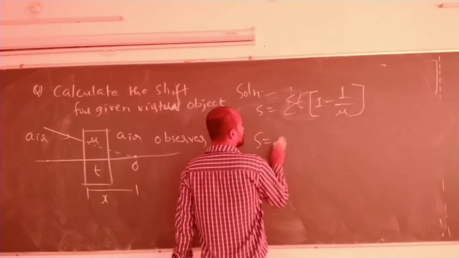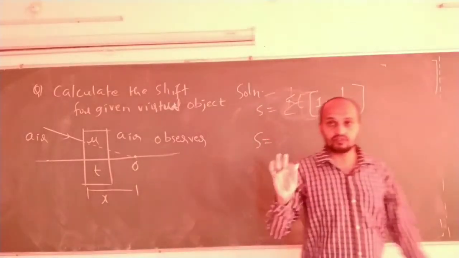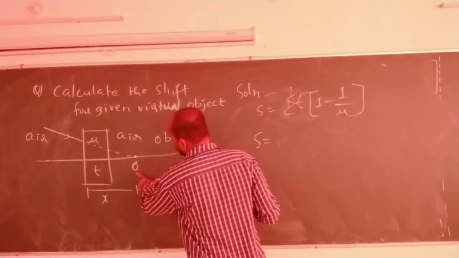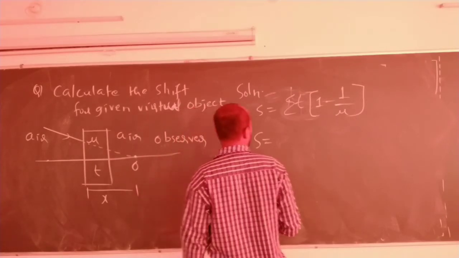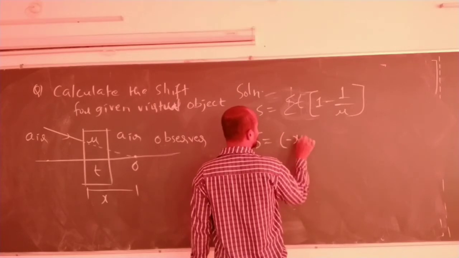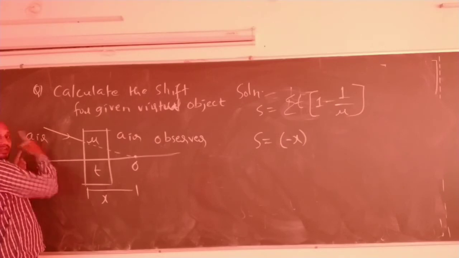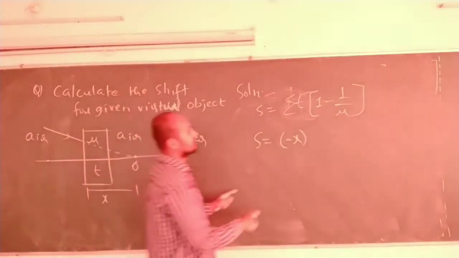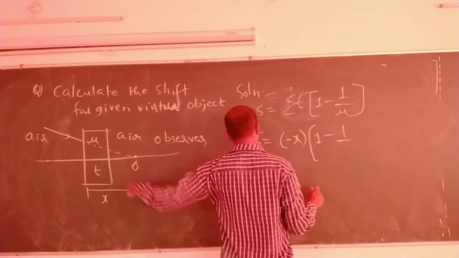For this, what is the equation? This object is in the air only. Yes or no? So I can say this is minus x, the thickness is minus x. I don't know where the object is. So I will consider this side minus x thickness into 1 minus 1 divided by how much?